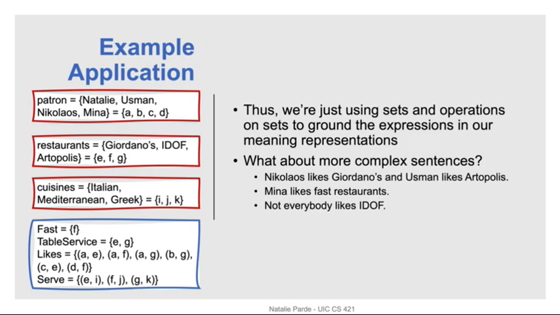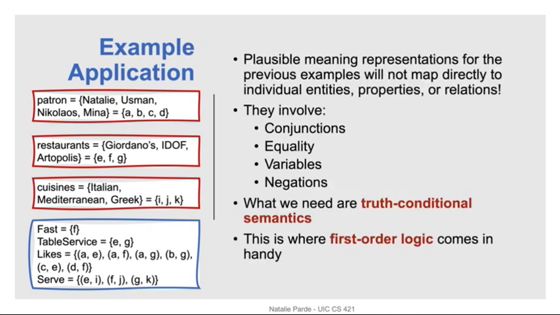So this clearly works for simple things like Natalie likes Artopolis or Giordano serves Italian. But what about more complex sentences where we would need to combine multiple properties or relations? In cases like this, we need truth conditional semantics where we can also model things like conjunctions, equality, and negations. One meaning representation language that satisfies these constraints is first-order logic.